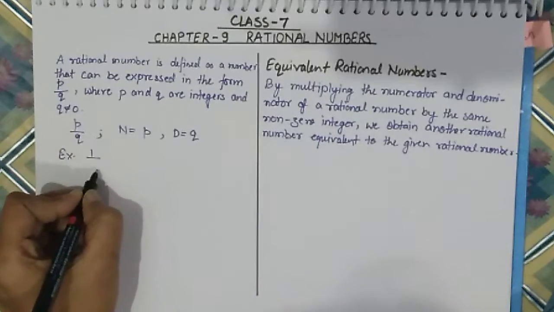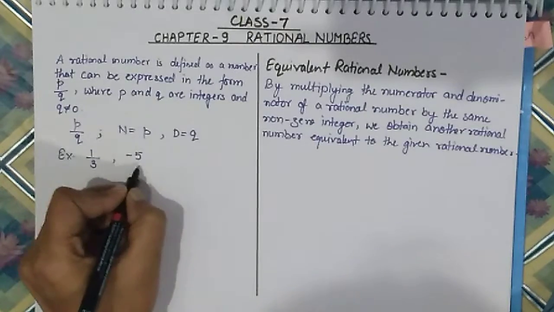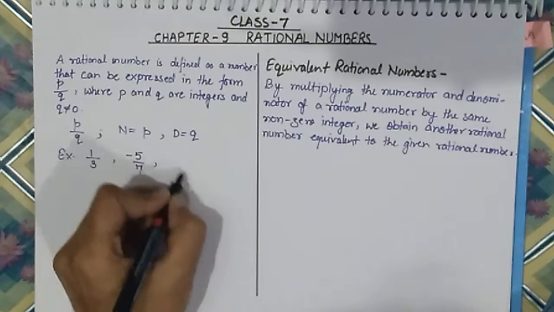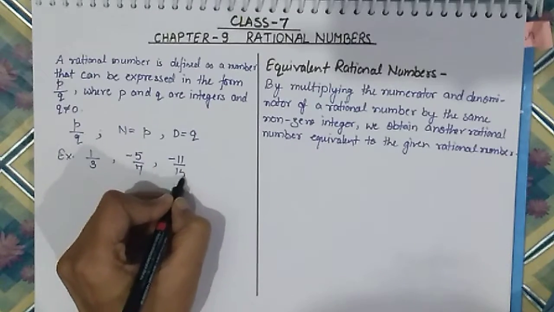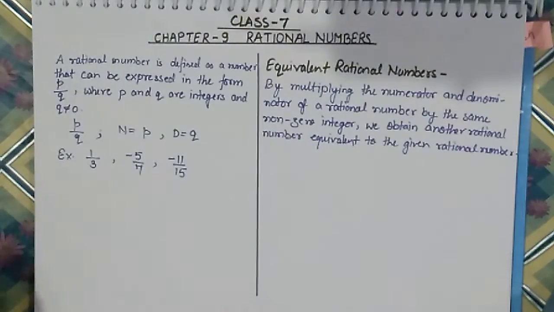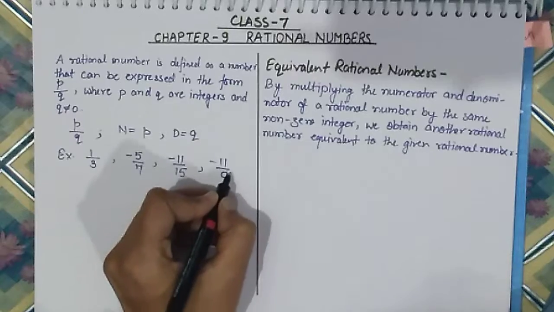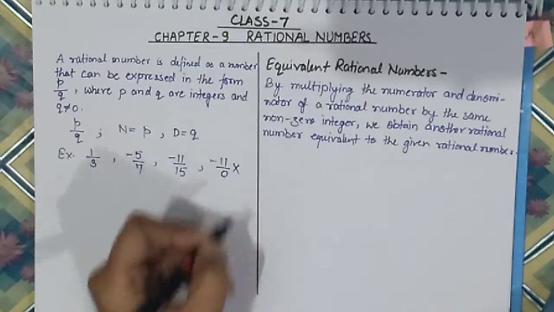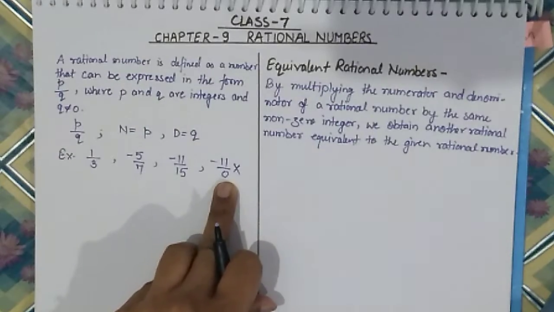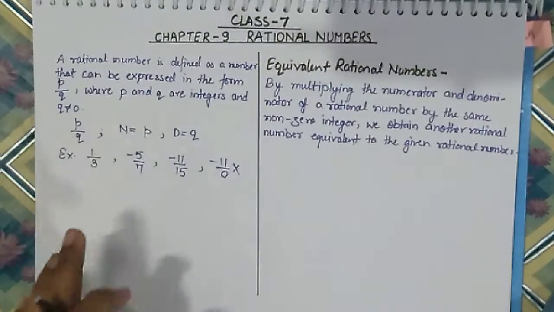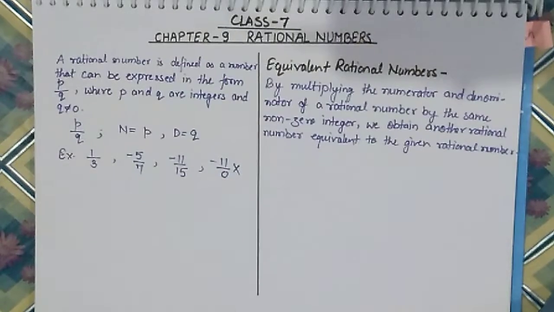Let's take examples of rational numbers like p by q. We can write 1 by 3, it is a rational number. Similarly, -5 by 7, and -11 by 15 are rational numbers. But if I write -11 by 0, this is not a rational number. Why? Because here the denominator q is equal to 0, but in a rational number the denominator is never equal to 0.